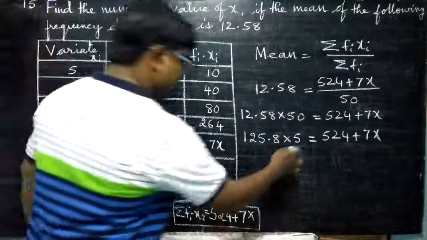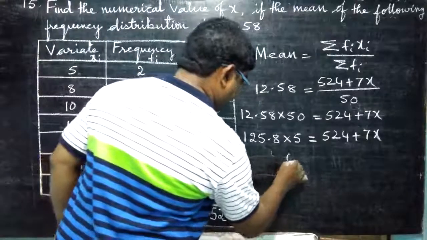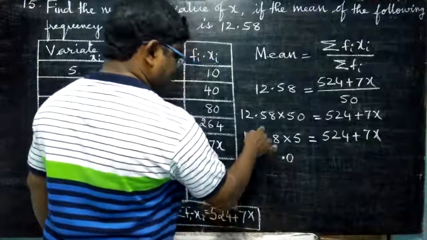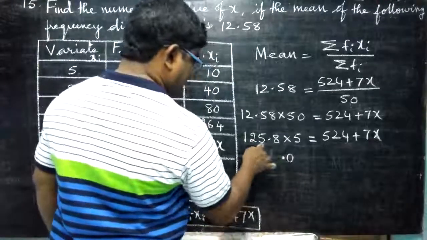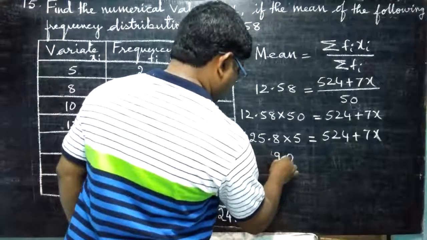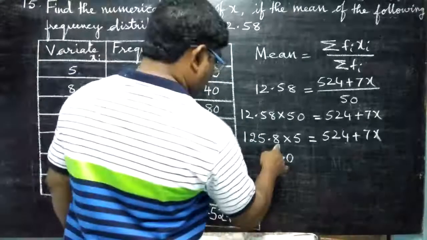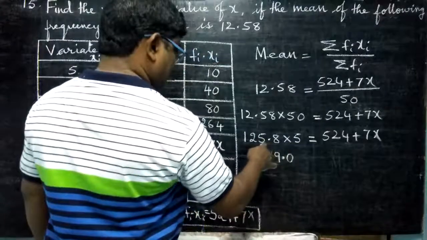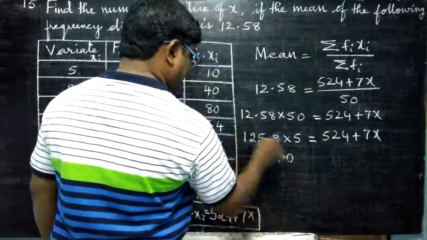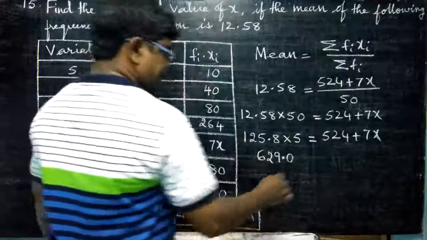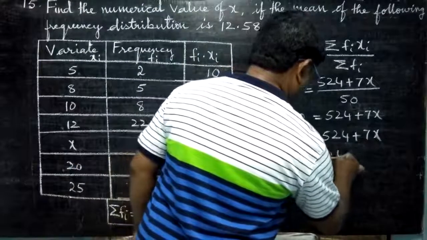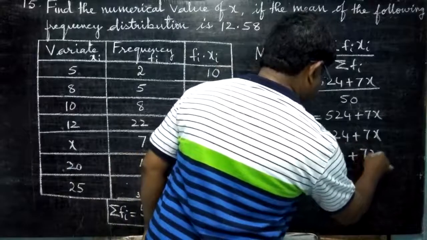If you multiply, 5 8s are 40, 0, decimal 4 will be there, 5 5s are 25, 20, 5 5s are 25 plus 4, 29, 9. Next, 2 remaining, 10, 12, again 1 remaining, 6. So 629 is equal to 524 plus 7x.